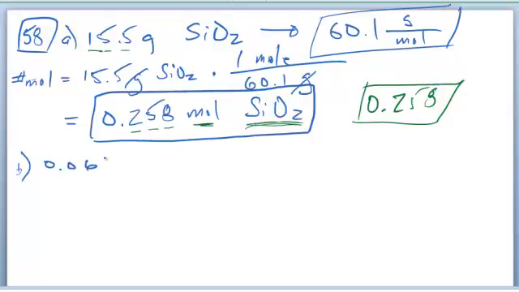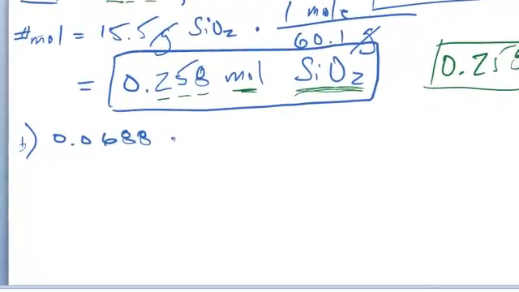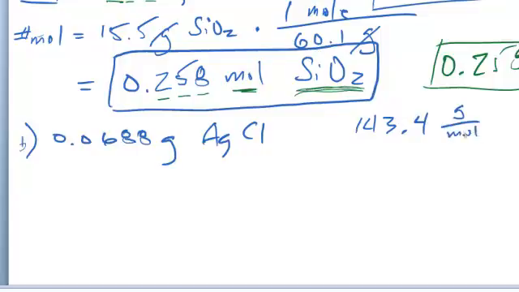Okay, so B, we are given 0.0688 grams of silver chloride. All right, and when we calculate the molar mass of silver chloride, we get 143.4 grams per mole. Okay, so that's the molar mass.